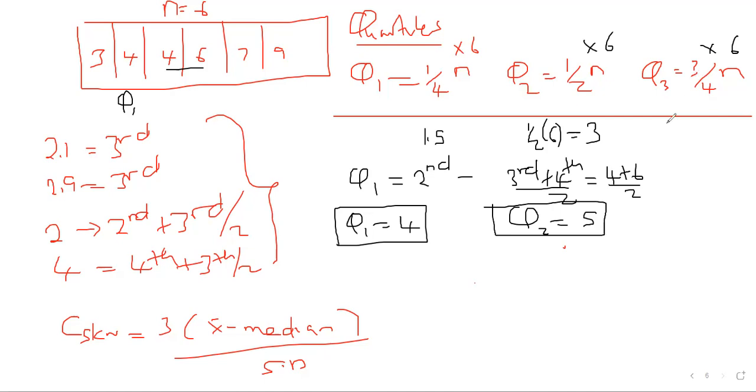And Q3, 3/4 of what? Of 6. 3/4 of 6 gives us 4.5. 4.5 has a decimal, so this means we're picking the fifth number. As long as there's a decimal, you round up, not rounding off. So 1, 2, 3, 4, 5. Q3 is 7.